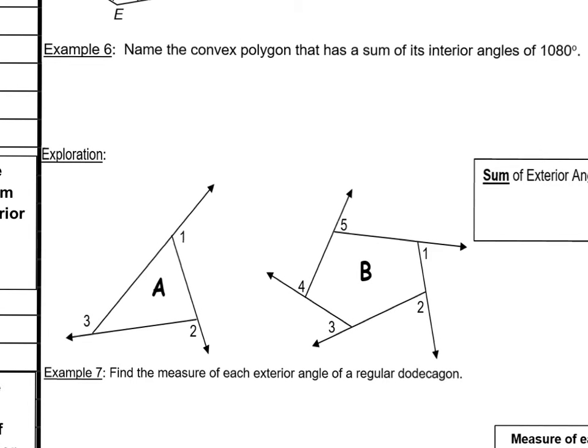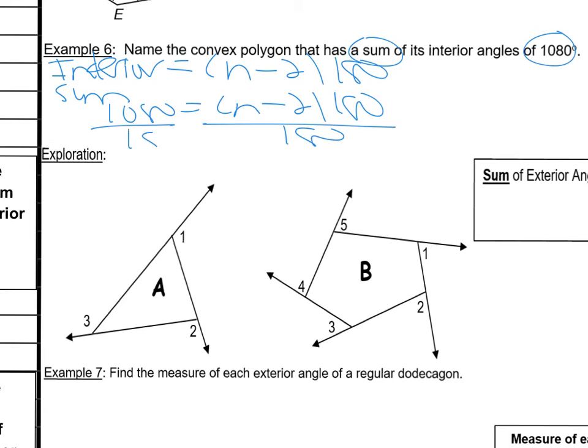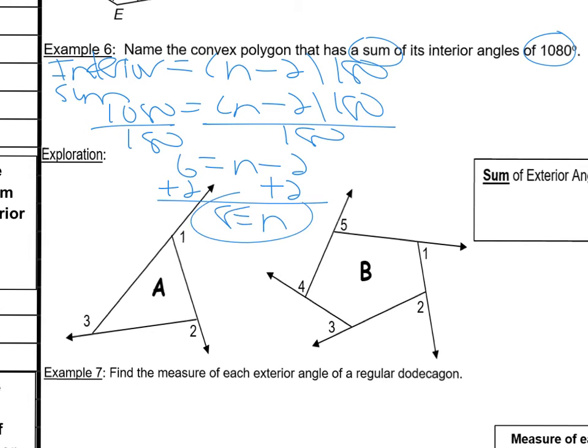Number 6 says, name the convex polygon that has a sum of the interior angles of 1080. Notice we have to work backwards. They gave us the interior sum. So the interior sum formula is n minus 2 times 180. So in the spot of the sum, we're going to substitute 1080. So the opposite of multiplying by 180 is dividing by 180. 1080 divided by 180 is 6. Opposite of subtracting 2 is adding 2. So 6 plus 2 is 8. And an 8-sided figure is called an octagon.